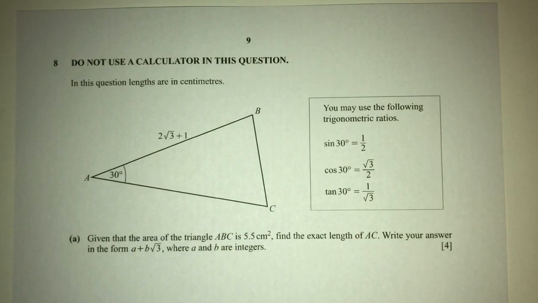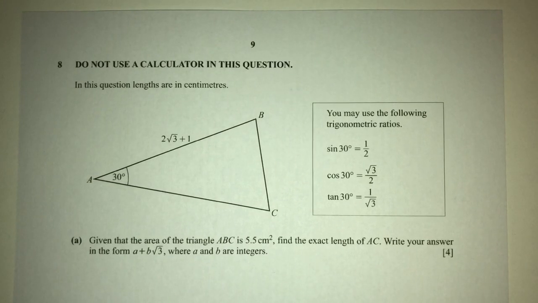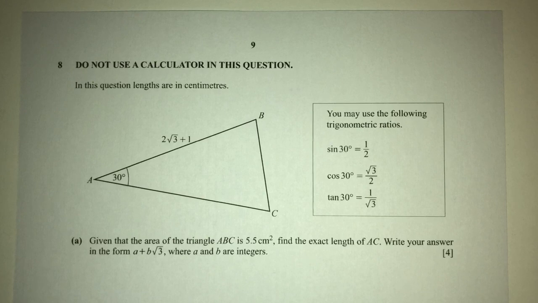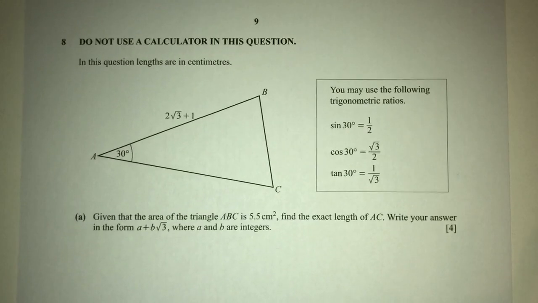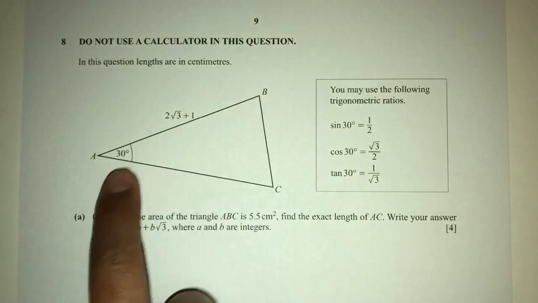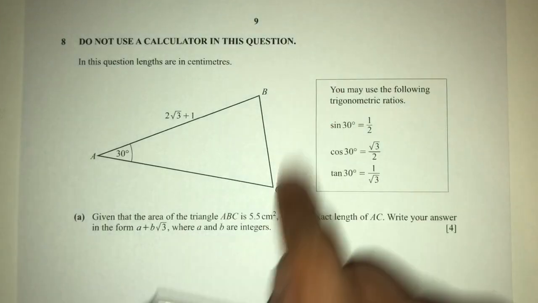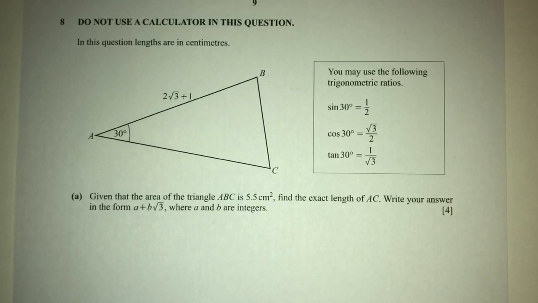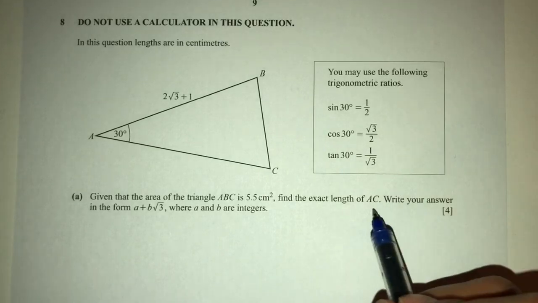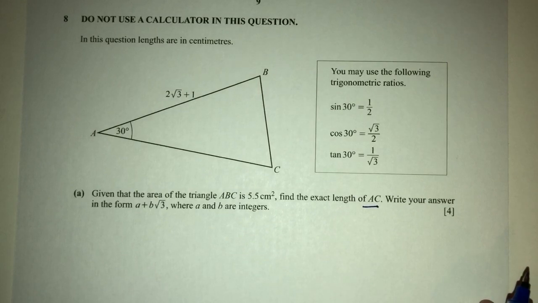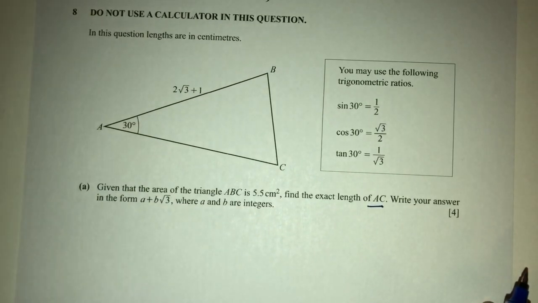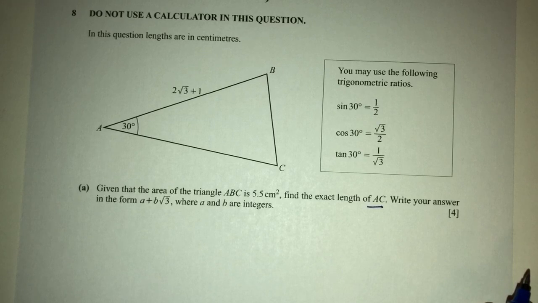Let's move on to question number 8. Here we do not have to use a calculator in this question, so we have to show every single step of our work. Now we have a triangle, we know AB, and we have the angle here, and we have all this given to us. Part A: given that the area of the triangle is 5.5, find the exact length of AC. Pretty easy. Based on the information provided, I know that I have to use the area to find the length.